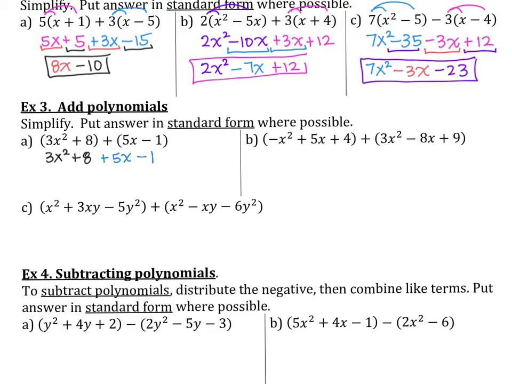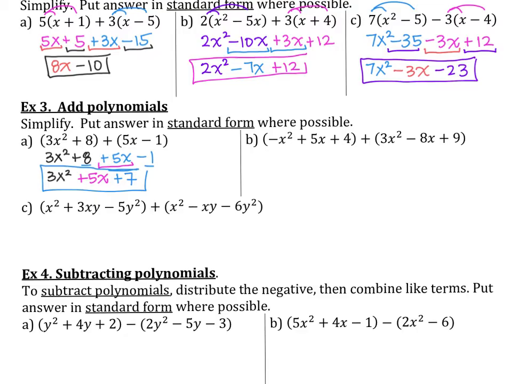Okay, let's see. I see there's a 3x to the second. Are there any other x to the seconds? No. Okay, let me look and see if there's any x terms. There's this positive 5x. And then I have positive 8 minus 1. 8 minus 1 is positive 7. This is my final answer, and it is in standard form.